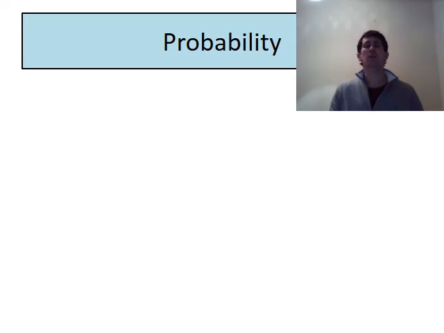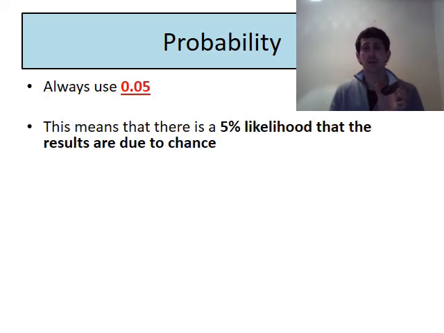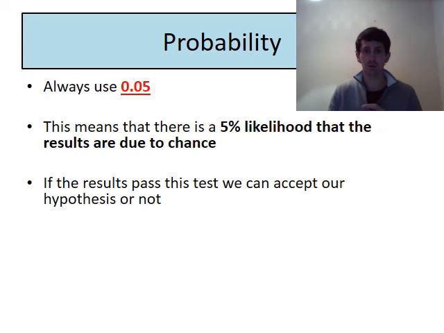So probability is one of the key words that we're going to be looking at when doing statistical tests. And in psychology, we always use a p-value of 0.05. Unless you're specifically told otherwise in the question, always use 0.05. And what this means is that there's a 5% likelihood that the results are down to chance. So if your statistical test passes this 0.05 test, then you can be 95% certain that your results are down to you manipulating the independent variable.